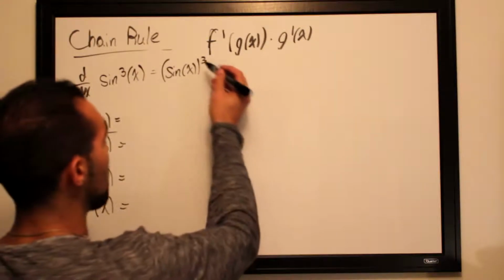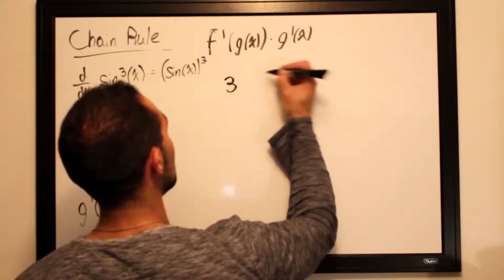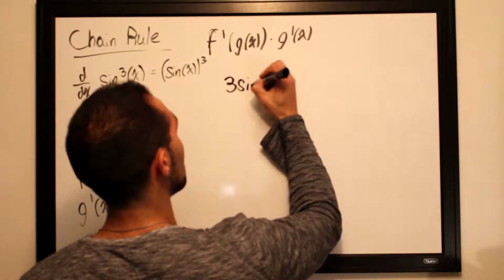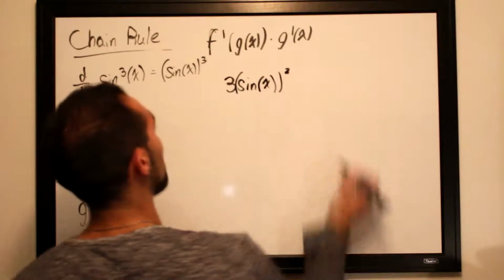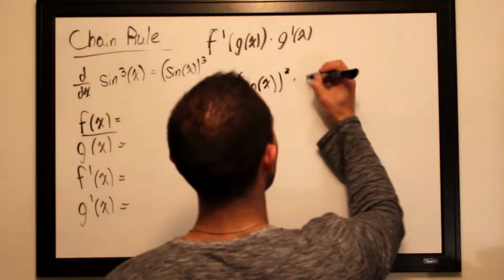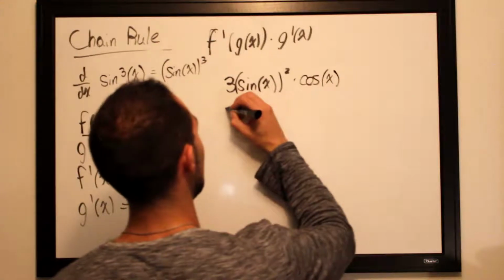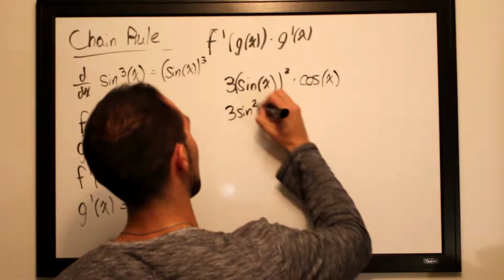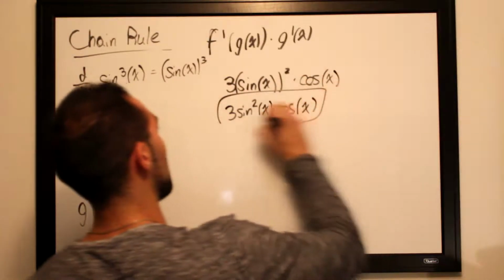If we drag the power down right over here, this would leave us with 3 times sine of x to the second power multiplied by the derivative of sine of x, which is cosine of x. Let's clean this up a bit. This will be 3 sine squared of x cosine of x. Done. That is our derivative.